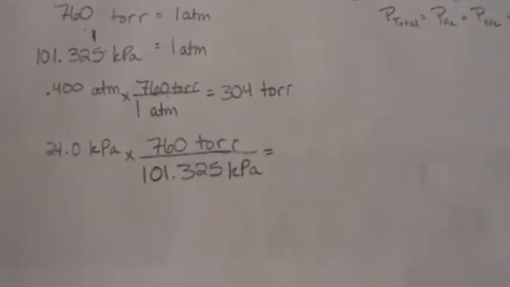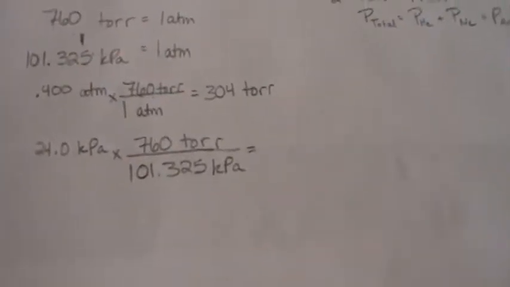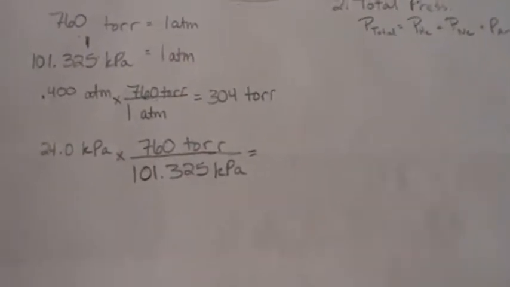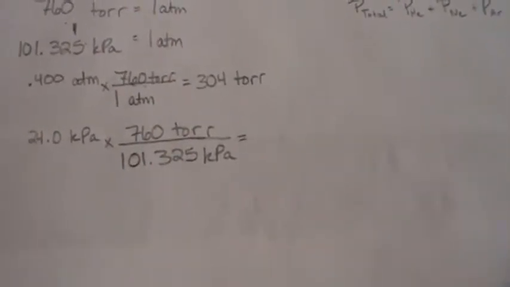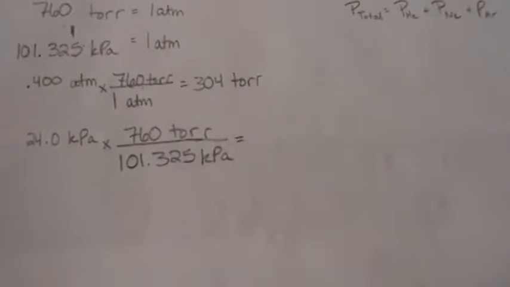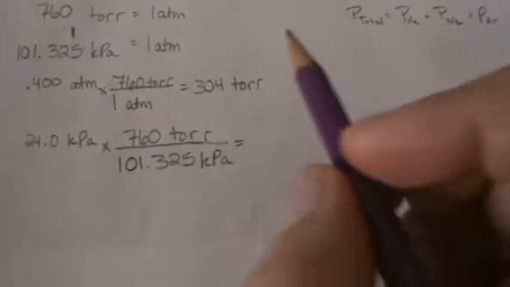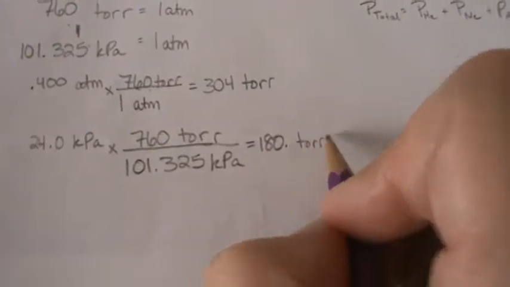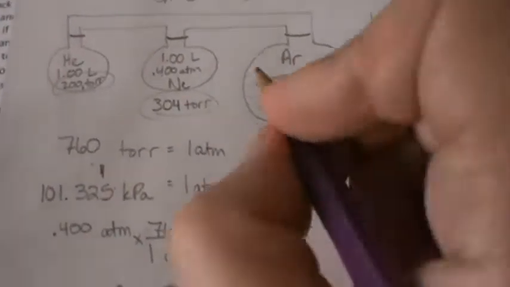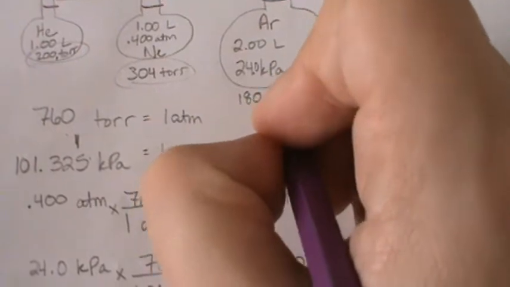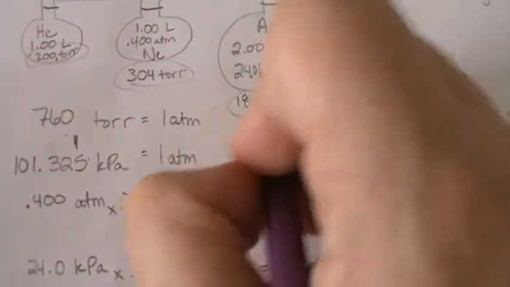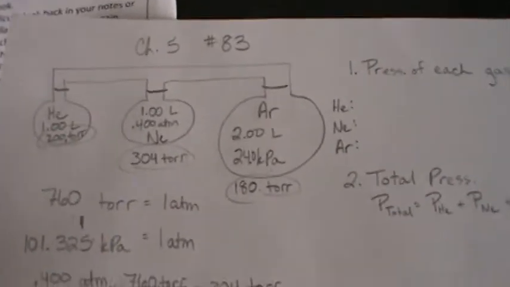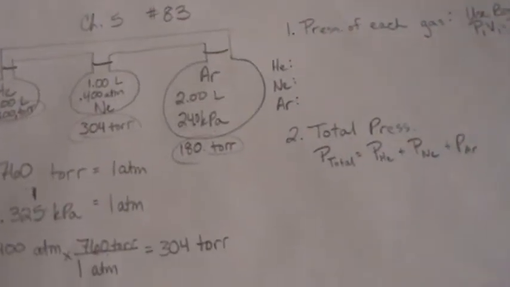Now let's take a look at this. We see 24 times 760 divided by 101.325, and that gives me 180 torr for my final pressure. So I'll go ahead and put that here. Now I've done my conversions, and that was what I needed to do first.